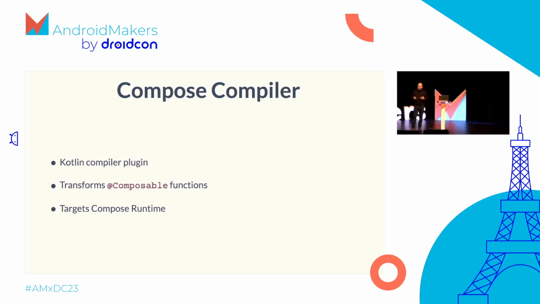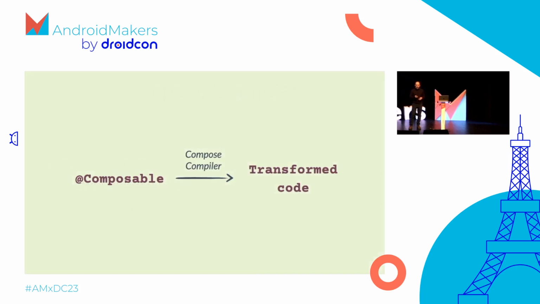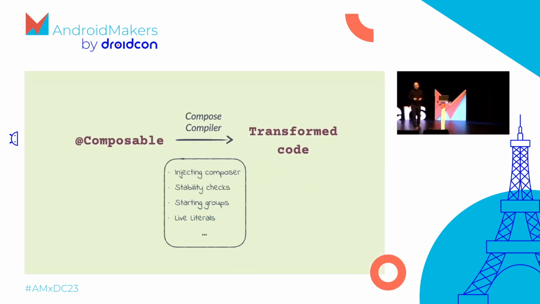When the Compose Compiler is doing its job, it's transforming your composable functions into something that Compose Runtime understands. So you might be thinking that you just write composable functions and then it just works magically. Of course, it works magically, but with the help of Compose Compiler. So what does it actually do? It does a lot of stuff. For instance, it injects something called Composer, which we will see in a bit. It also does some stability checks in order to understand if your composable has changed and if recomposition is needed or not. And it also starts groups, which is related to something called the slot table. We will also see it in this talk. And it is powering the live literals, etc.